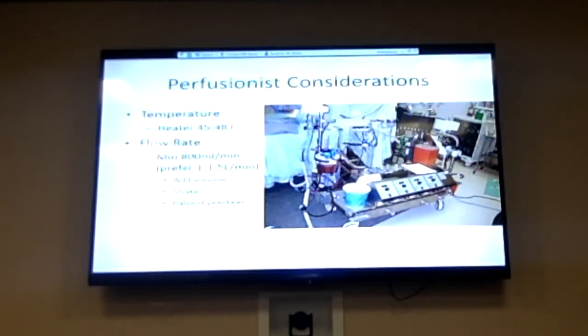So you need a perfusionist and a perfusion system with a heater and a pump. For the flow rate, you need a minimum of 800 milliliters per minute. You really want about 1 to 1.5 liters. And you need some mixing to have equal distribution. So that's where the shaking comes in.